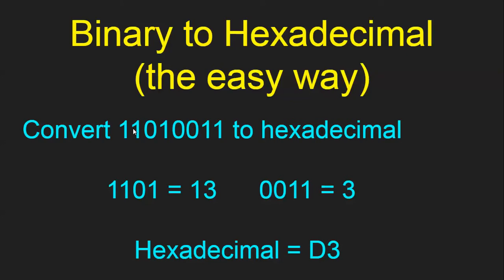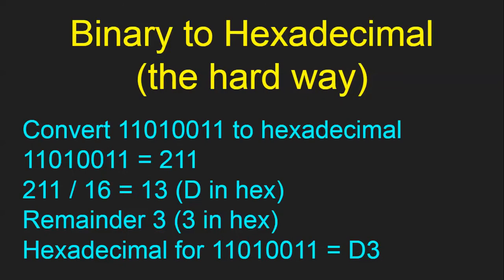Here's another one, 1101, 0011. If I convert that to hexadecimal, I split it in half. 1101, let's see, that's 8 plus 4 plus 1 equals 13. 0011 is 3. Okay, well, I can't say 13. I have to use letter D when I'm in hexadecimal, and then 3 is still 3. So the hexadecimal value for 1101 0011 is D3. Now this is the longer version of it.